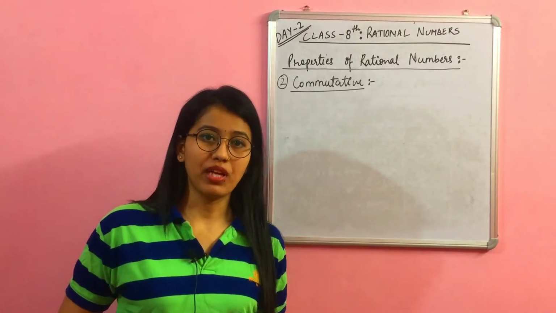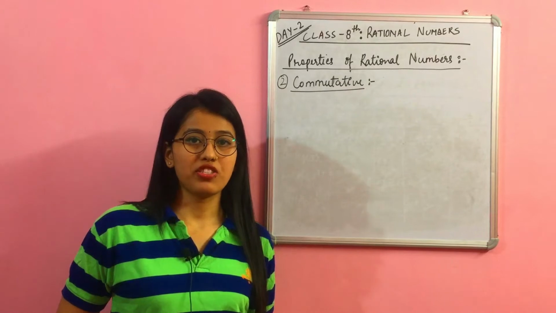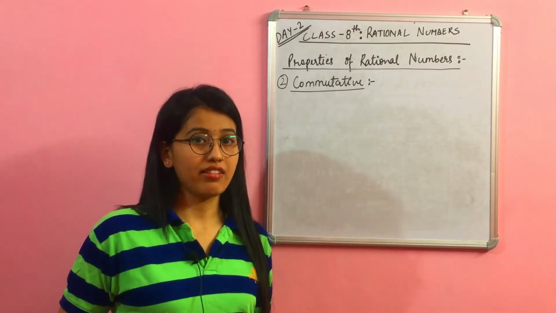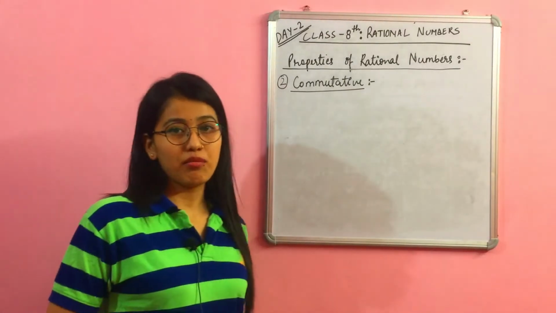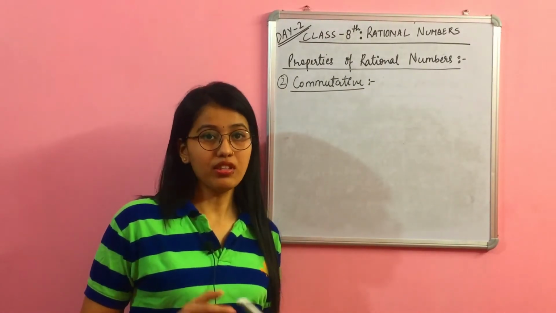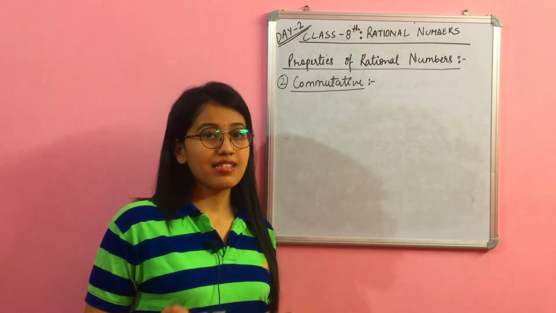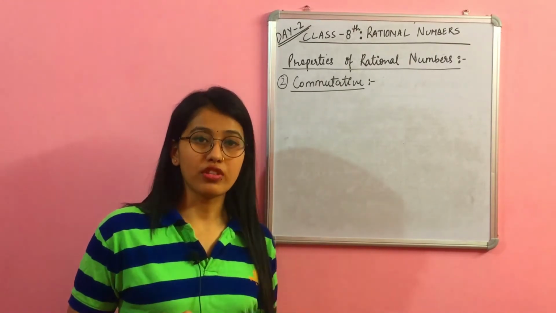I am Pariksha Gupta and today we will continue the chapter 1 of class 8th, that is rational number. We will continue the properties of rational number. Second property of rational number, commutative property. Okay, I'll just give you the quick review. What was the first property?